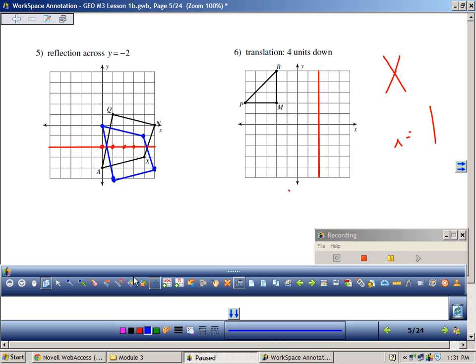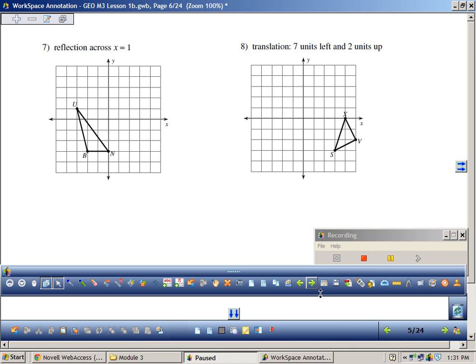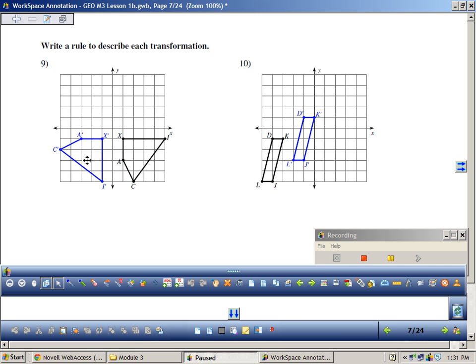This one, translation 4 units down. All I got to do is move down, right? I'll just retrace my shape and move down. 1, 2, 3, 4. All right. What type of transformation is this one? Everybody look up. Stop looking down. Everybody look up. What type of transformation is this? Wow. You guys are good.